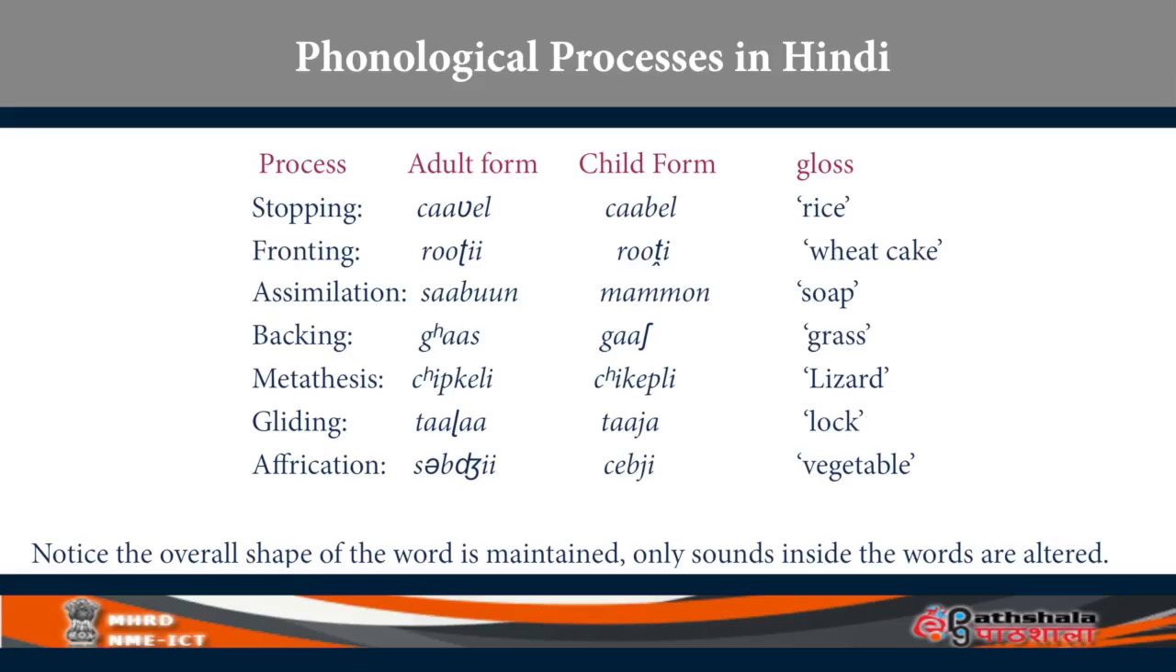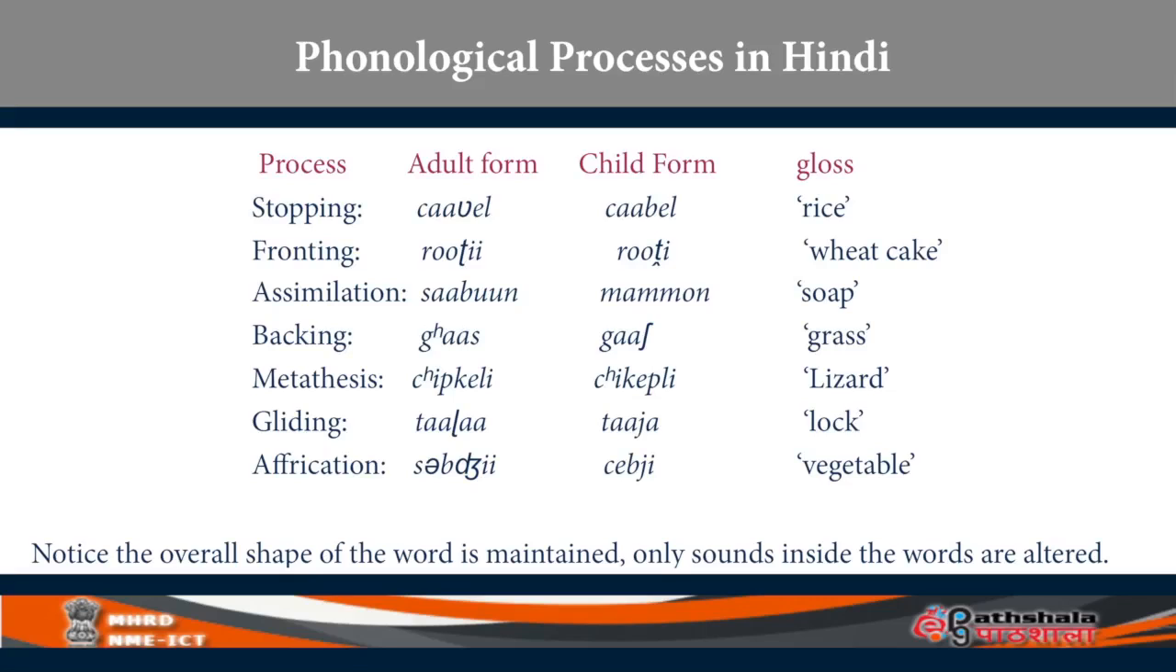Ghas is becoming gash. The aspiration is gone, sa has become sha. So it is backing. Remember from your speech perception module, sha is more front, sa is more back, palatally. So the child is preferring to say gash as opposed to ghas. Metathesis. Chipkeli is pronounced by the child as chikepli. So there is a reversal of the order of the phonemes within words.